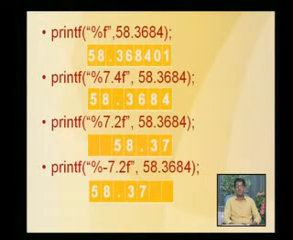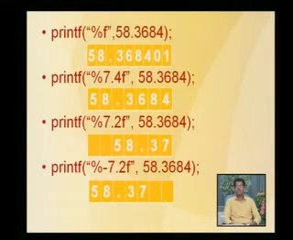Now 7.4 indicates that the block size is 7, and after the point, .4 indicates that the maximum numbers we can store are only 4. So 58.3684 contains the same length as 7.4. So again that value will be stored into your data type, into your block, as it is: 58.3684.